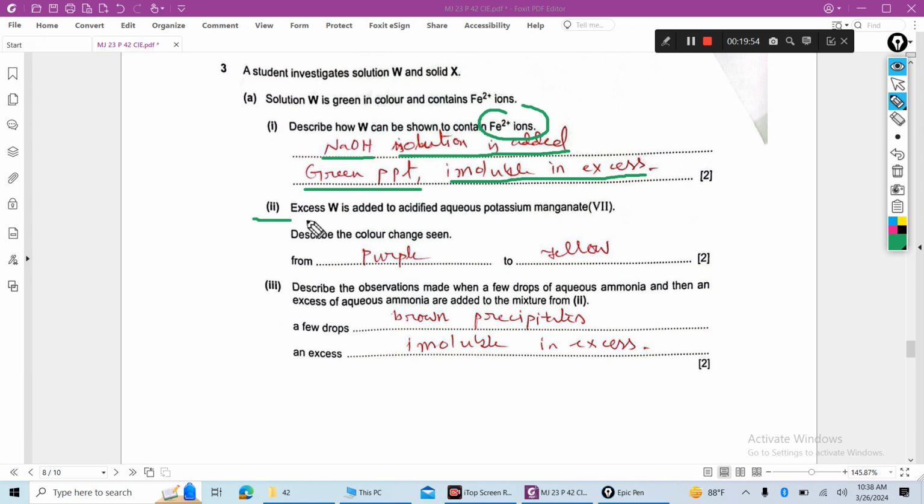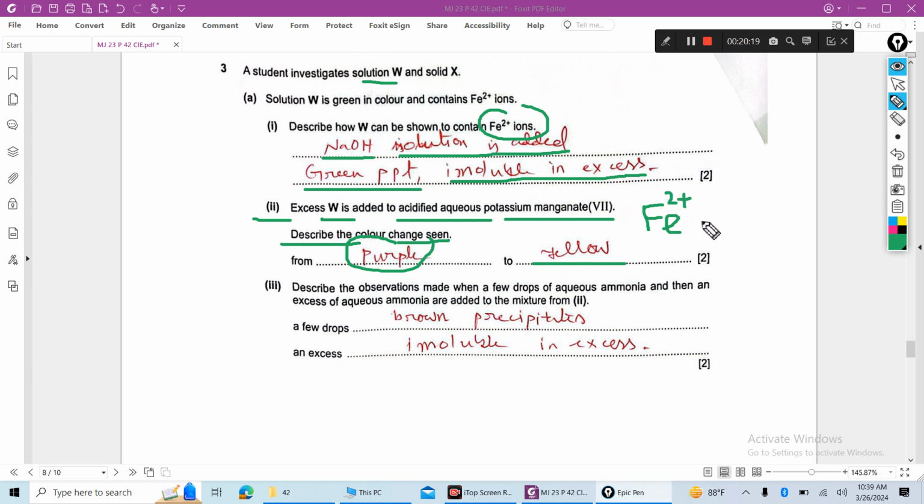Now excess W is added to acidified potassium manganate 7. Describe the color changes seen. Potassium permanganate is purple, and it turns yellow. Why? Because W solution contains iron 2 ion.